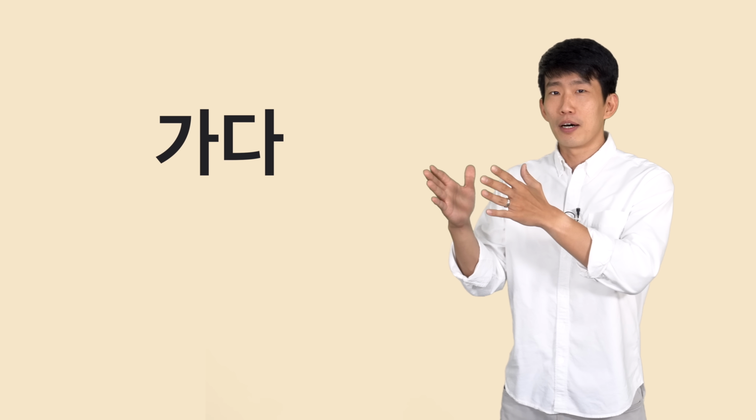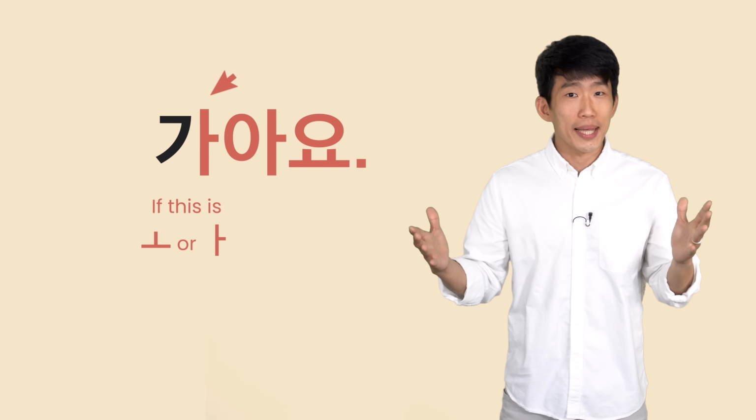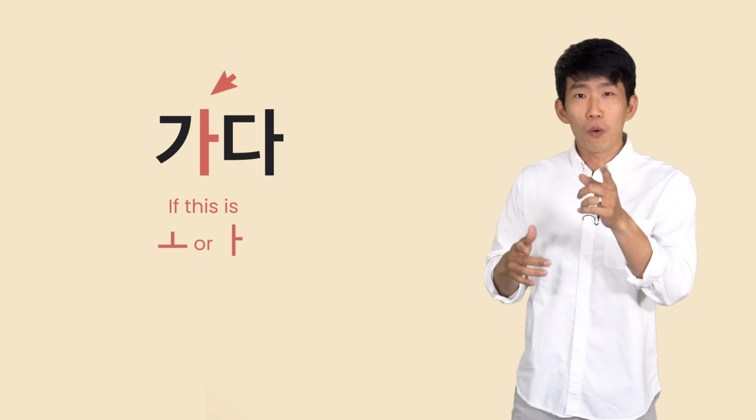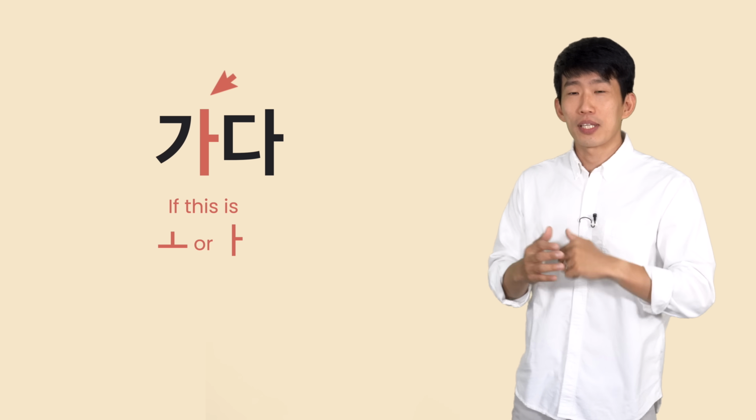And the rule is you look at the verb and you look at the last syllable before 다, which is in this case 가. And if the syllable's vowel is 오 or 아, you put 아요 at the end. One more time, let me repeat. If the syllable before 다 has the vowel 오 or 아, you put 아요 at the end.